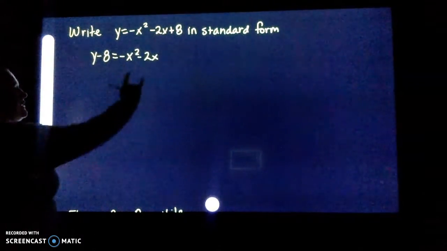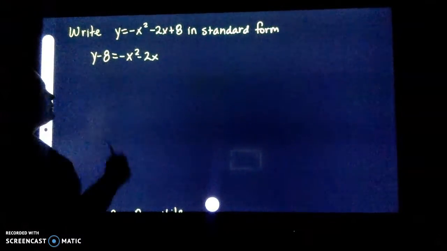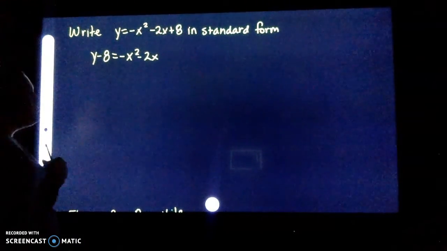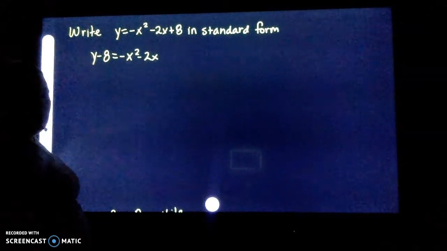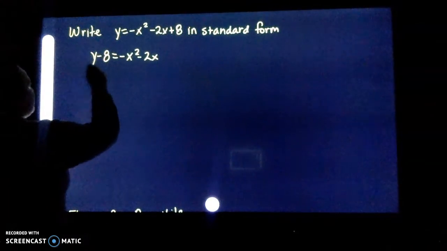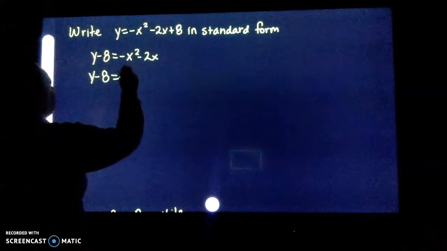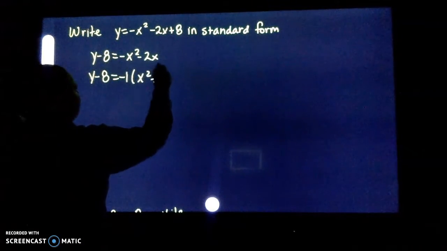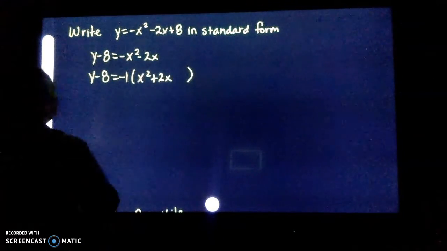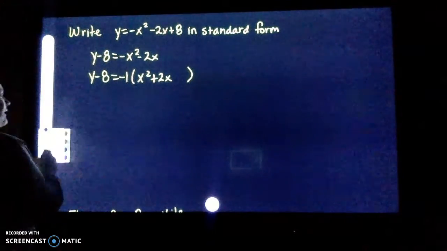Then I'd like to look at these two terms that are left on the right-hand side that both have a variable and ask myself, what number can I take out of both of them? Well, here that's a -1. So I have y minus 8 equals -1 times x squared plus 2x. Here comes the completing the square part of it.